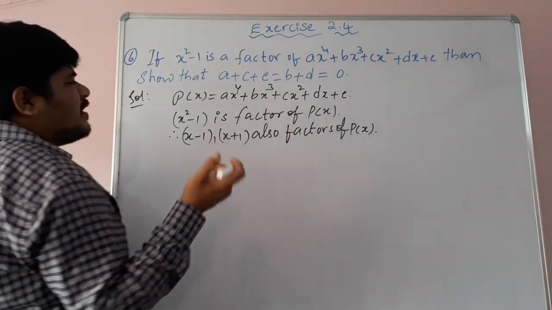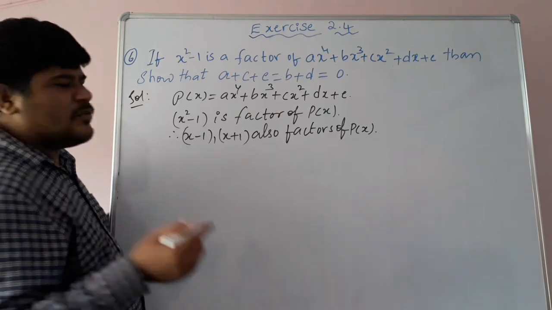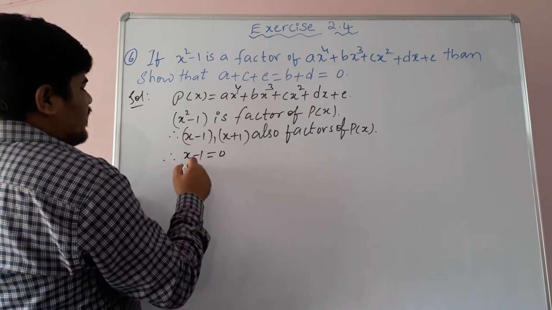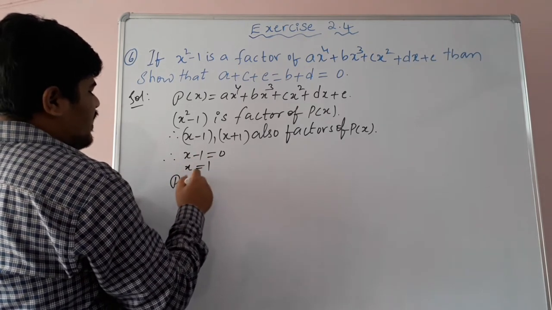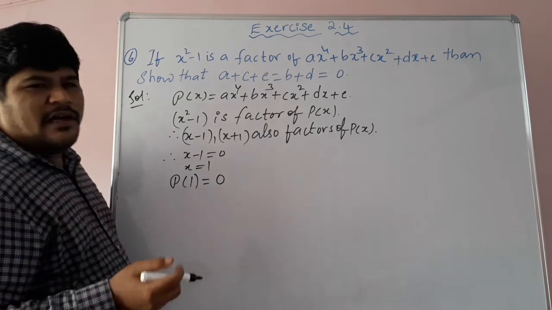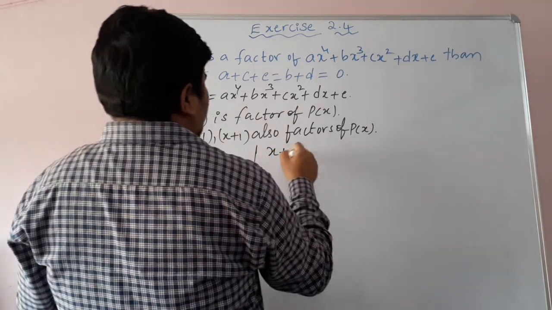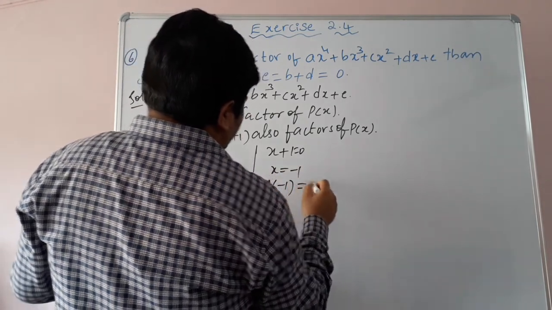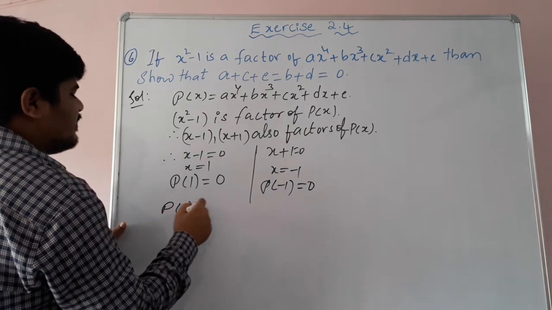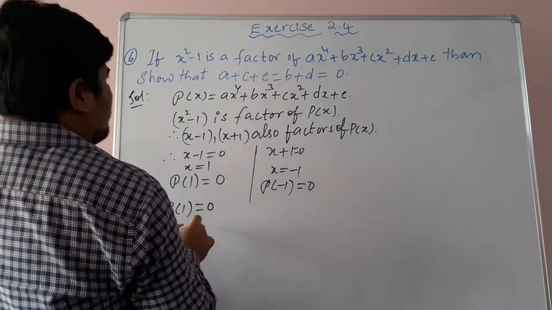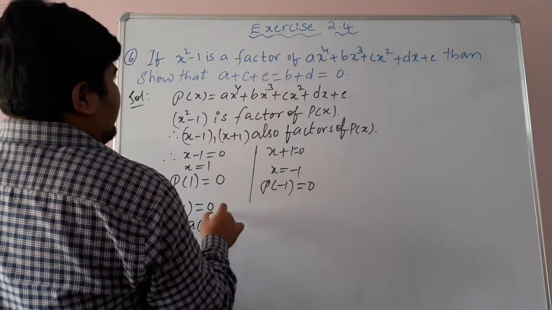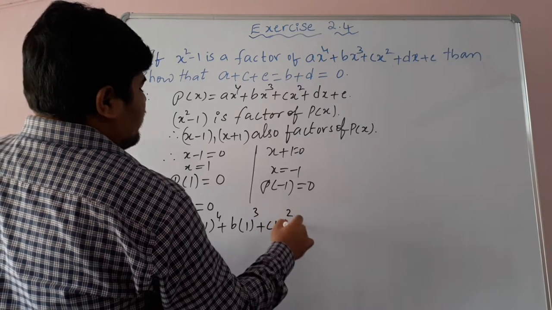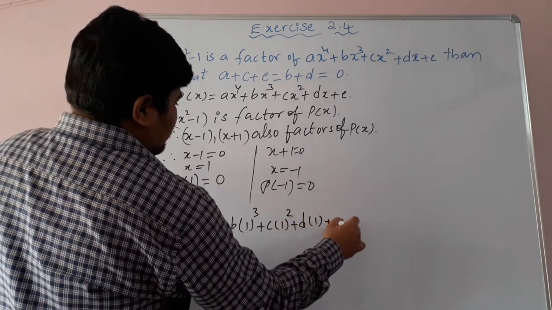So children, factor means what? If these are factors, remainders will be 0. So therefore, children, x minus 1 is equal to 0, x is equal to 1, p of 1 is equal to 0. And also, children, x plus 1 is equal to 0, x is equal to negative 1, p of minus 1 also equal to 0. Now I am taking p of 1 as 0, children. So what is p of 1? Just replace x with 1: a into 1 power 4 plus b into 1 cube plus c into 1 square plus d into 1 plus e is equal to 0.